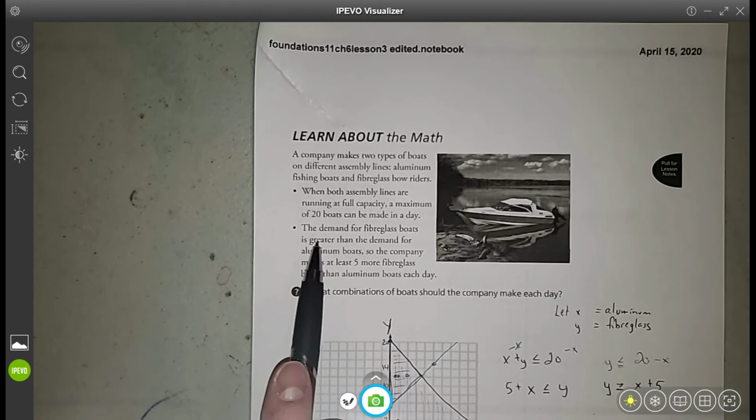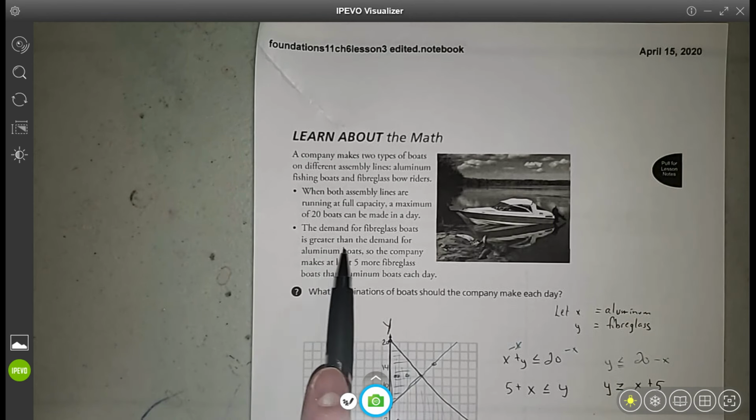And then we keep reading. The demand for fiberglass is greater than the demand for aluminum, so the company makes at least 5 more fiberglass boats than aluminum boats each day. So if we take the number of aluminum boats and add 5, that will be less than or equal to the number of fiberglass boats, right? The number of fiberglass boats is going to be bigger than the number of aluminum boats. So I just rewrote that. Y is greater than or equal to X plus 5. So now that we have two equations that we can graph, we do that.